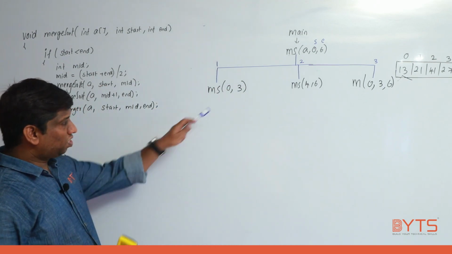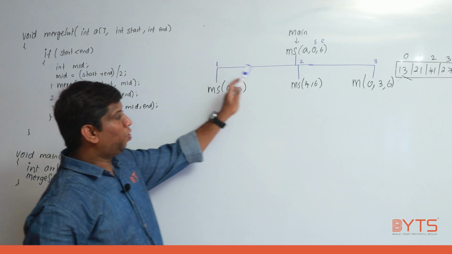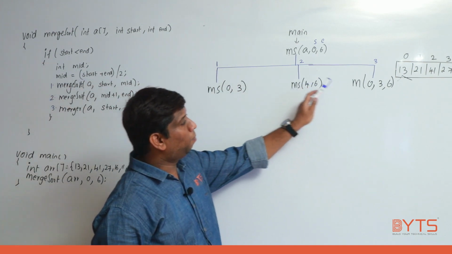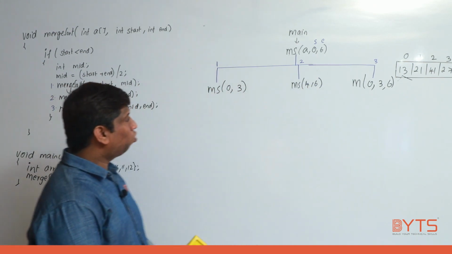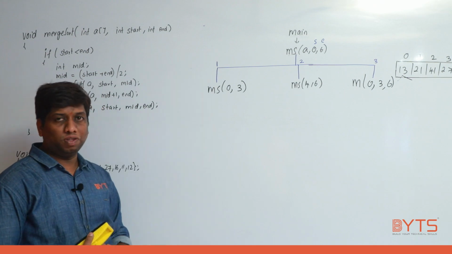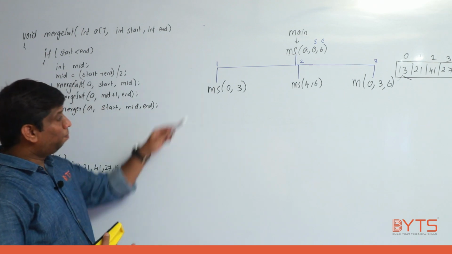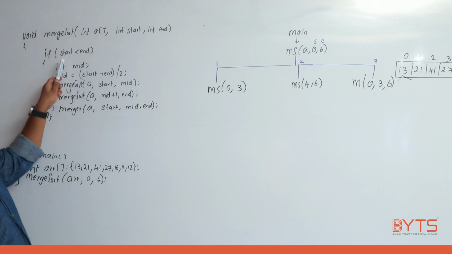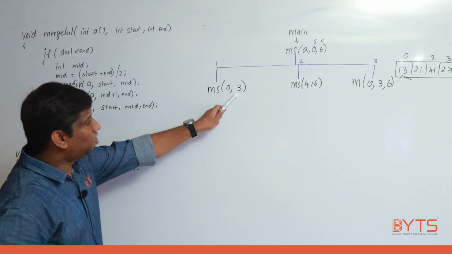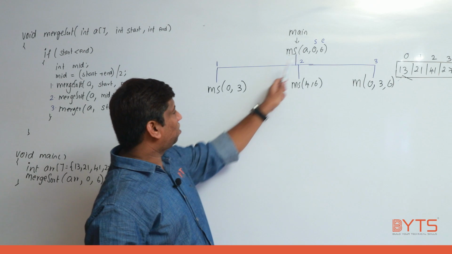Now I need to execute this line. After this line is completed, now I need to execute this line, right? Now currently I am standing at merge sort of 0 comma 3. Now again I need to call which function? Merge sort function. Meanwhile I will come here. What is the value of start? 0 and 3. See, here end value is 6, here end value is 3.